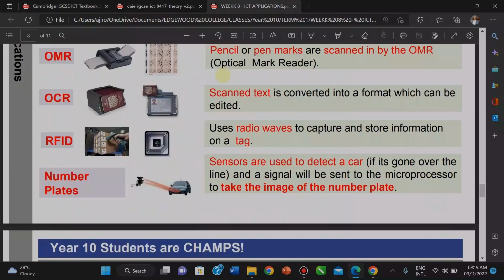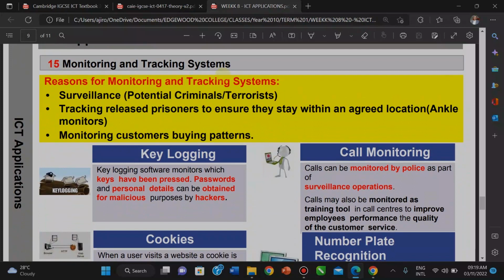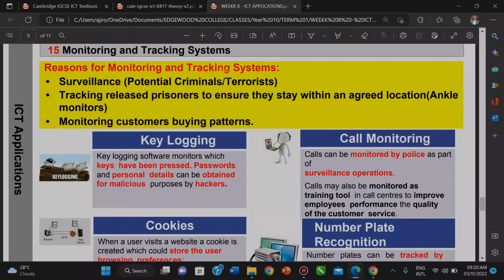into another one, which is video 10 of it. So we combine the two of them together. Okay, so we have the monitoring and tracking system. Now, what are the reasons for monitoring and tracking systems? What are the reasons? One, for surveillance.